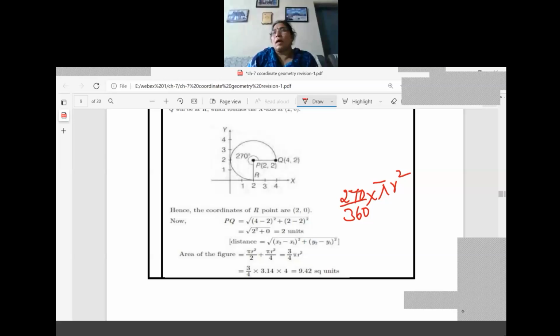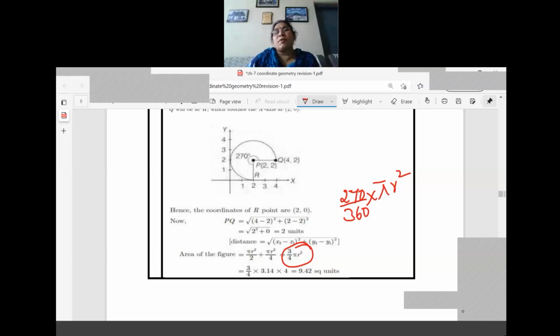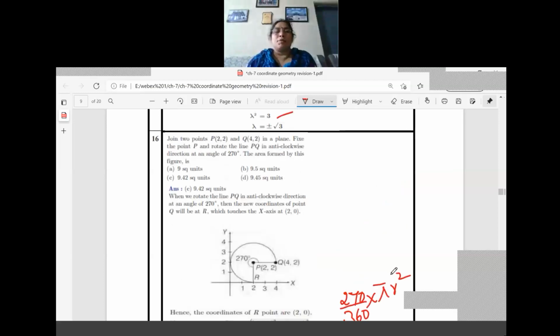You know that arc length rule. So 270 by 360, that is only 3 by 4 pi r square. So how did they calculate our radius? The PQ distance was calculated. That we have applied there. It's a different question I have seen in the papers. So just check this one, all of you, once again. What is the question given?